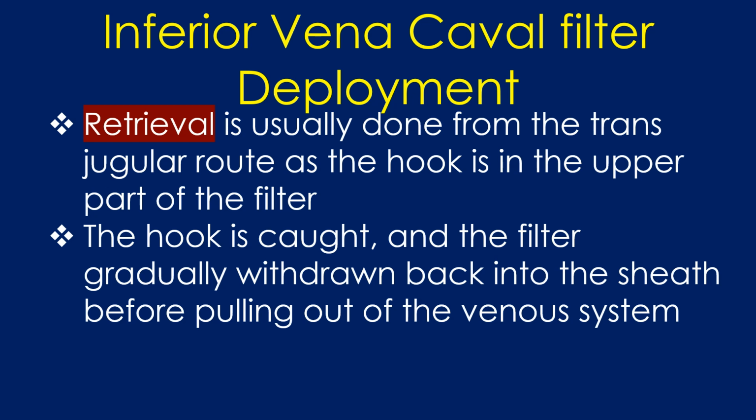Retrieval is usually done from the transjugular route as the hook is in the upper part of the filter. The hook is caught and the filter gradually withdrawn back into the sheath before pulling out of the venous system.